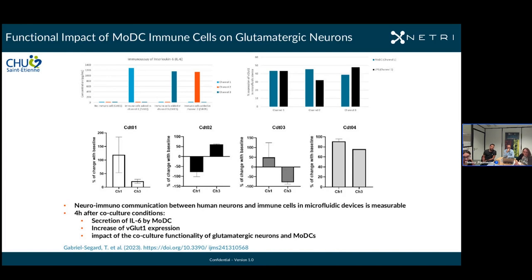What you could see is condition 2, for example, was the condition where dendritic cells were added into channel 1, while condition 3 is the one where the dendritic cells were added in channel 3. If you compare to condition 1 and condition 4, where no dendritic cells were added, what you can see is a decrease in activity, more specifically here in MEA, in the channel where there is the co-culture of neurons and dendritic cells.